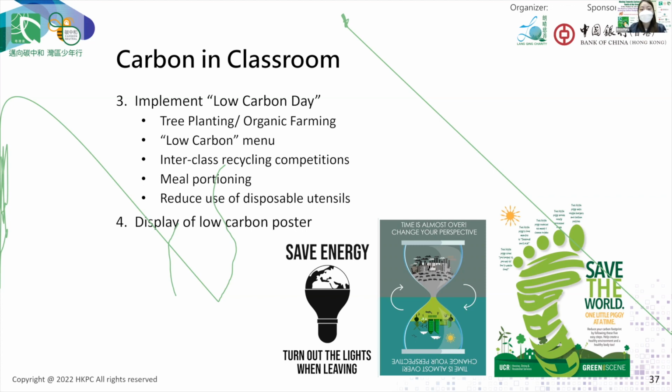Also, we can conduct some inter-class recycling competitions to encourage the students to take up more recycling practice. And for meal portioning, we can encourage them to get a smaller portion of meal when they require. Also, we can reduce the use of disposable utensils so that we can lower the plastic waste that we generate. And then we can also display posters around the school, or have poster designing competitions, so that the message about carbon can be spread around the school.